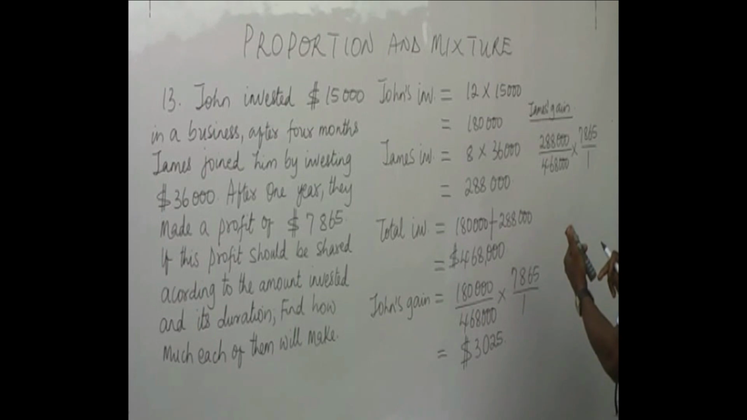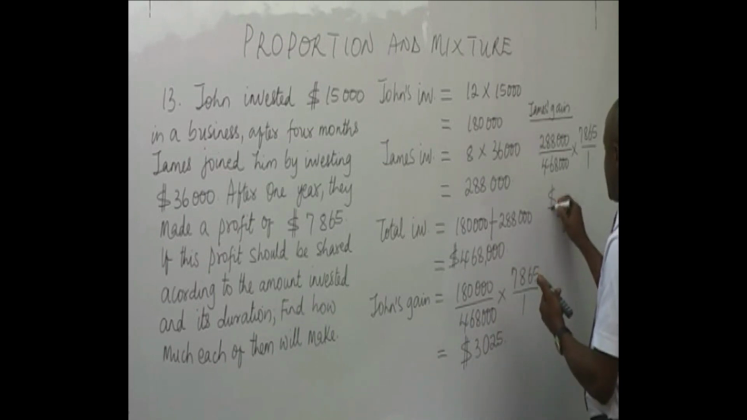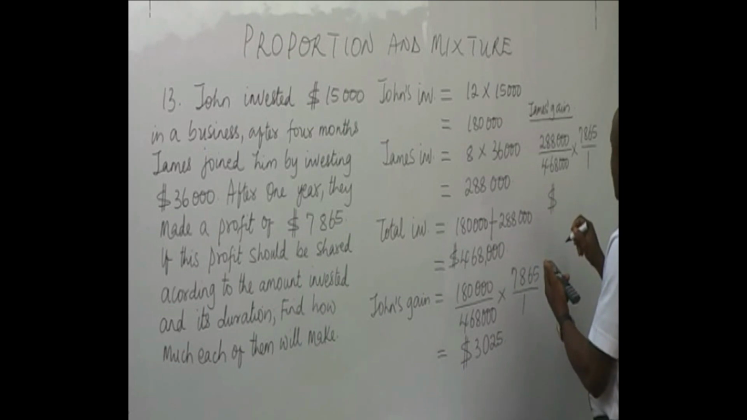288,000 divided by 468,000 is giving us this, then times 7,865. Again, James made out of the $7,865 is $4,840.